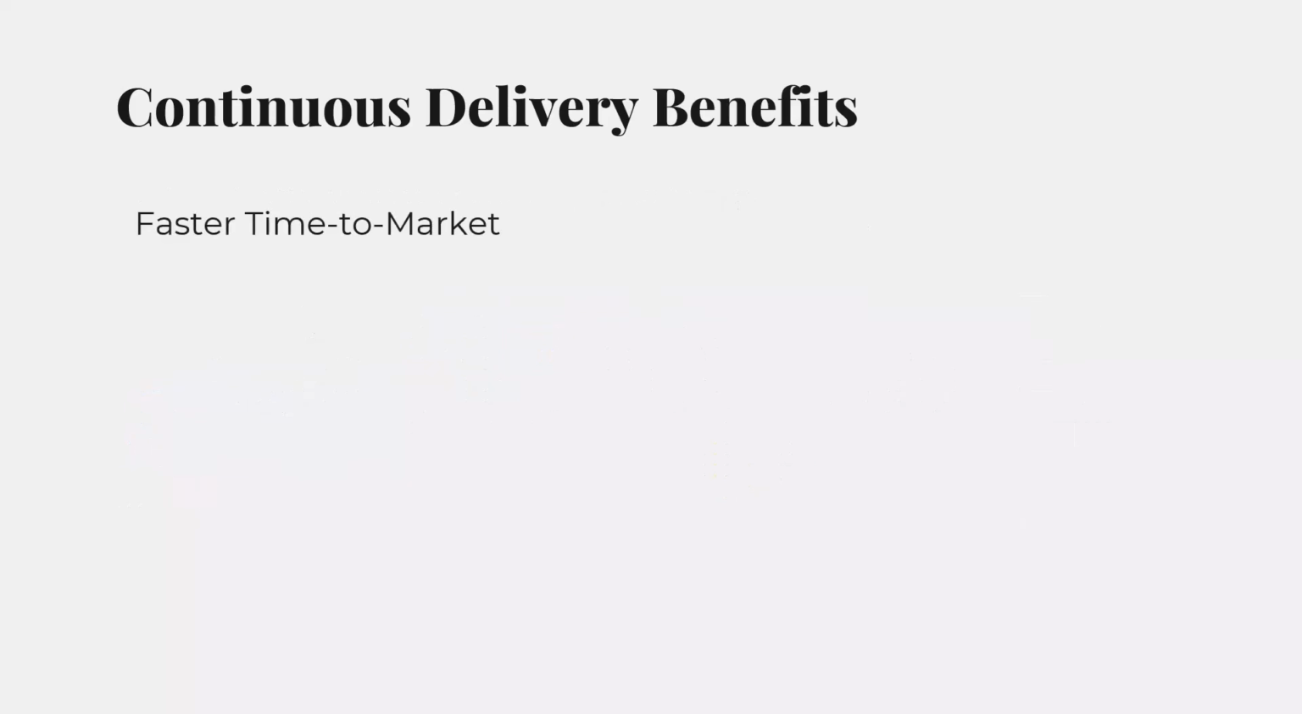Faster time to market. By automating the entire software delivery process from building to testing to deployment, continuous delivery enables software development teams to deliver software fast with higher quality and lower risk. This means that new features and updates can be delivered to customers more quickly, giving you business advantage. Improved reliability. Continuous delivery helps to ensure that your software is always ready for release. By running automated tests on every change, you can catch and fix bugs before they make it to production.